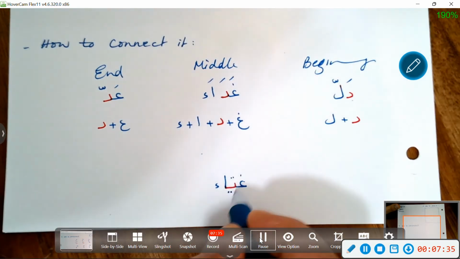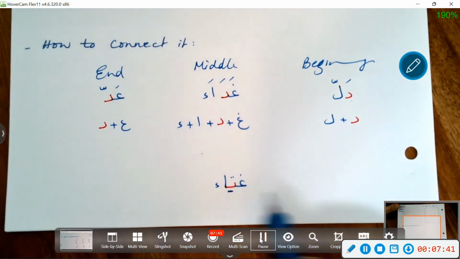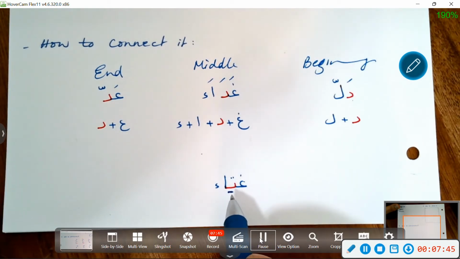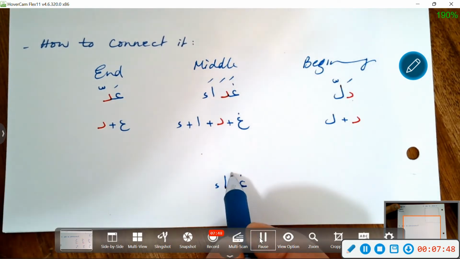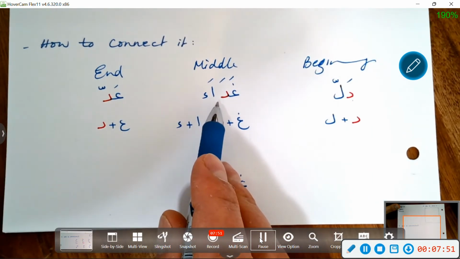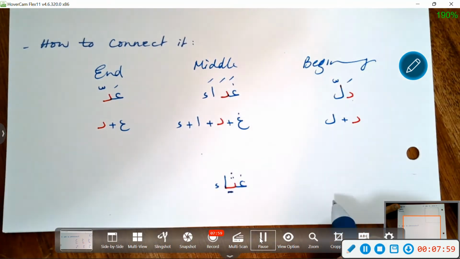Because it may be confused with another letter, which is either ba or ta or tha even, that's why we don't connect it. We leave it like this. So it stands alone, and it means a different letter, which is Daal. This way we can remember why we cannot connect Daal or Daal.